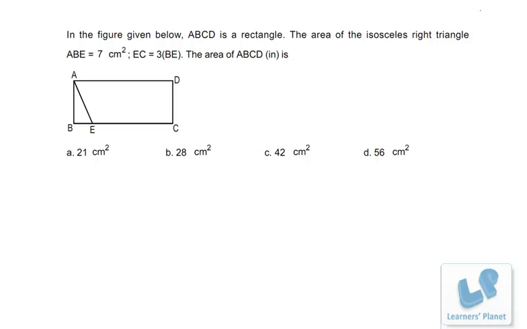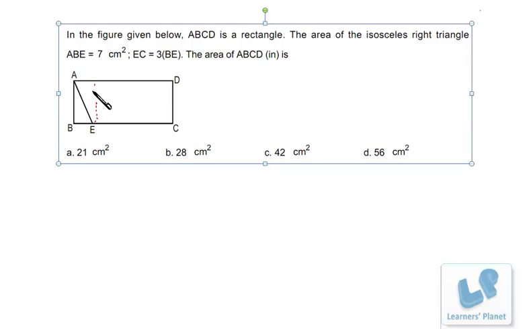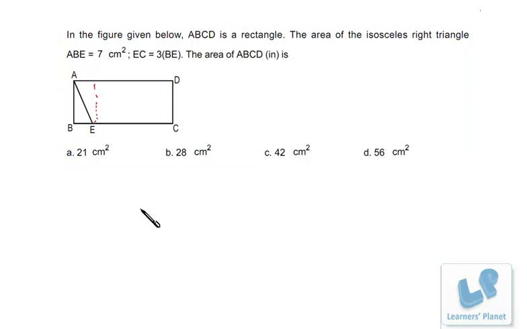Now friends, let's see this one. ABCD is a rectangle. The area of isosceles right angle triangle ABE is 7. EC is 3BE. The area of ABCD? Very simple question. We have just discussed the concept that if I drop a perpendicular from this place to over here, I'll be getting a new rectangle, and the area of this rectangle will be double of this triangle, right? So area of this triangle is 7. So that means area of this rectangle will be 14.